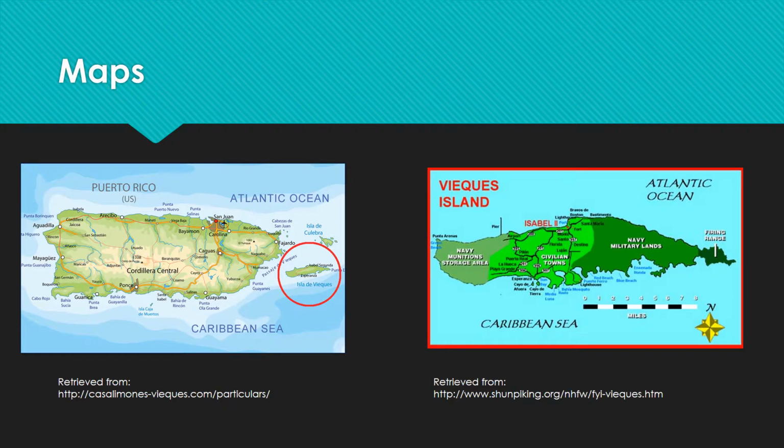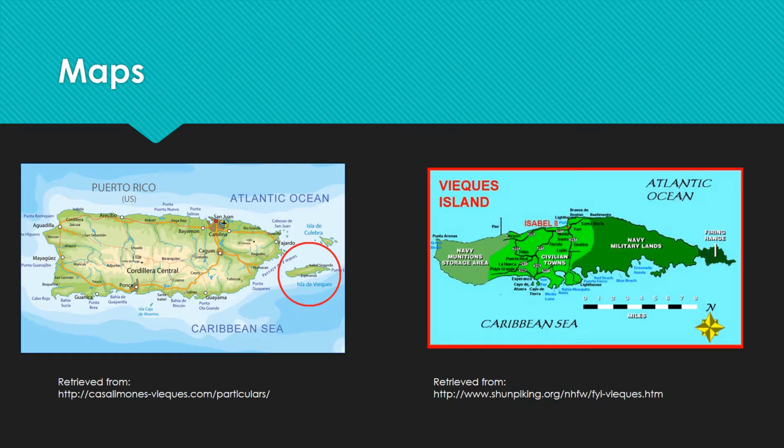Now, you can see in these maps, on the left side, there's a map of Puerto Rico. On the map, you can see the red circle right here. That's the island of Vieques right there. So now you can see the location of Vieques. It's the southeast of Puerto Rico. Now on the right side of the slide, there's a map of the island of Vieques, if you look close enough.